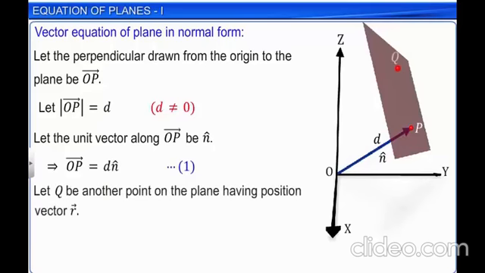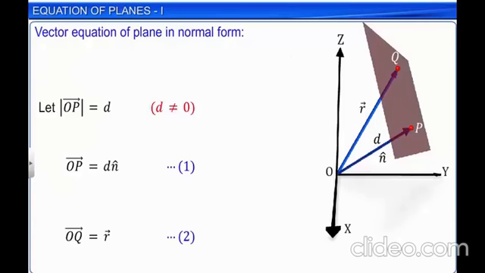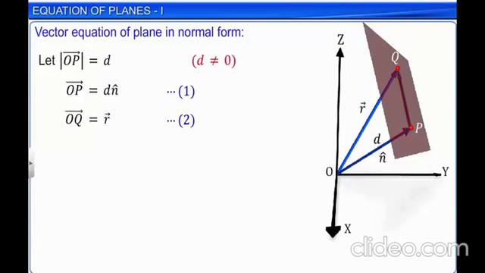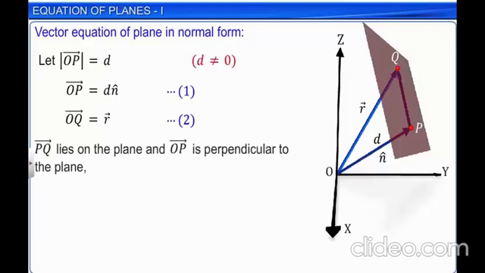Let Q be another point on the plane having position vector r. Thus, vector OQ is equal to vector r. Let this be equation 2. Let us draw vector PQ. Vector PQ lies on the plane and vector OP is perpendicular to the plane, which implies that vector OP is perpendicular to vector PQ. Since vector OP is perpendicular to vector PQ, their dot product is equal to 0. Let this be equation 3.